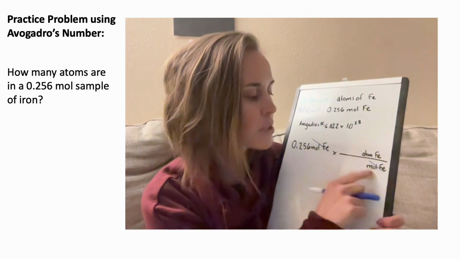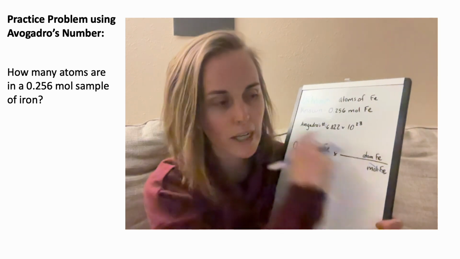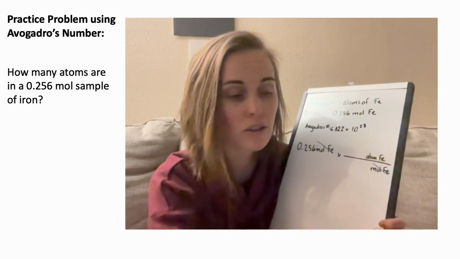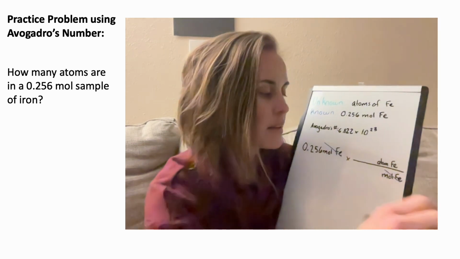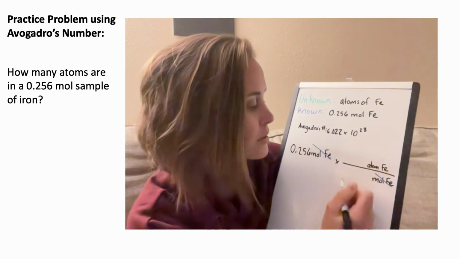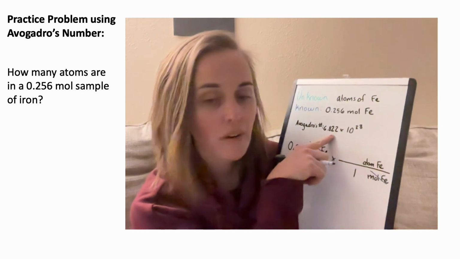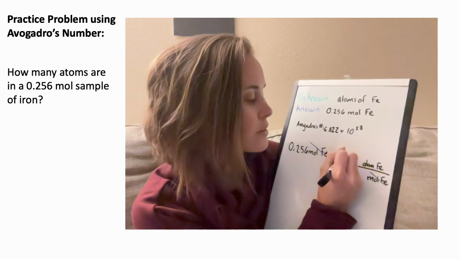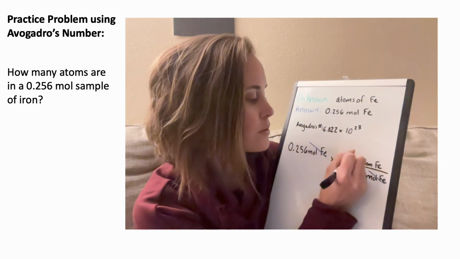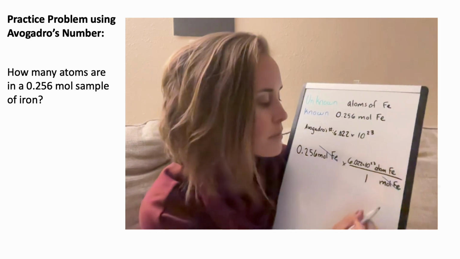The units of measure are really what's going to set up the whole equation. And from there, you can just write in your numbers after you've written in your units of measure. So we're going to have moles on the bottom, atoms on the top. And so we know for every 1 mole of iron, we have Avogadro's number. We have 6.022 times 10 to the 23rd atoms of iron.